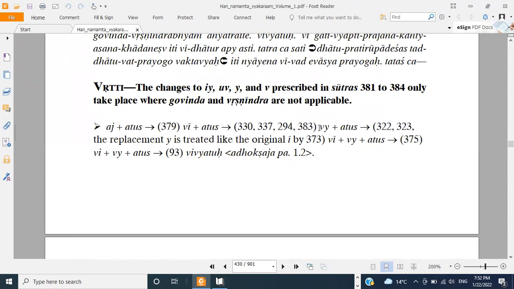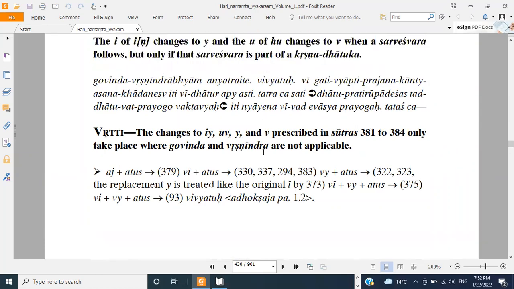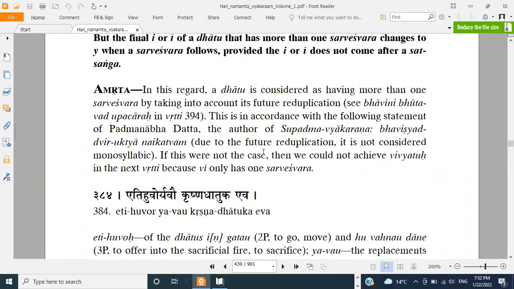Now you might think, how come we have many sarveshwaras? Because we just see one sarveshwara here, right? So how are we considering it aneka sarveshwara? So the answer is in the vritti 383. In this regard, a dhatu is considered as having more than one sarveshwara by taking into account its future reduplication. This is the point.